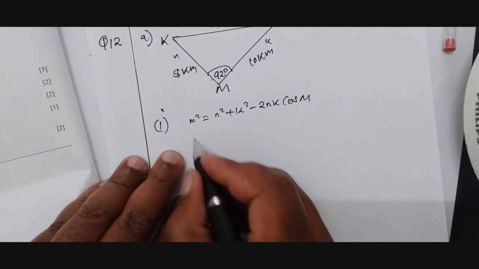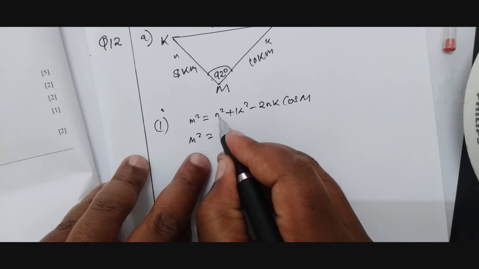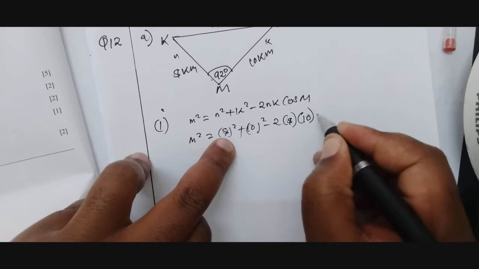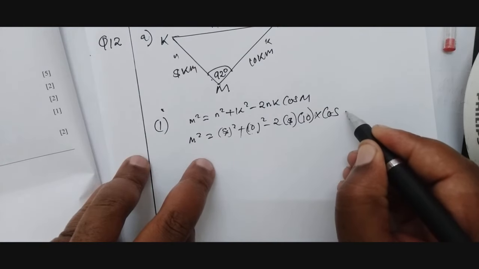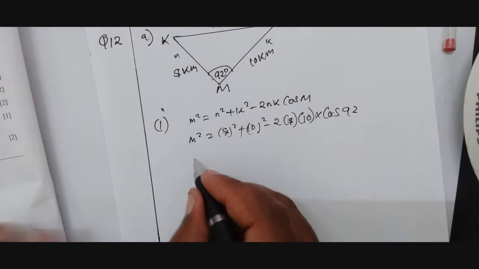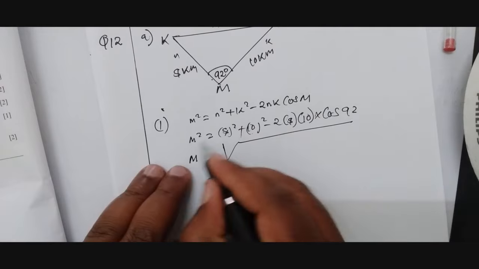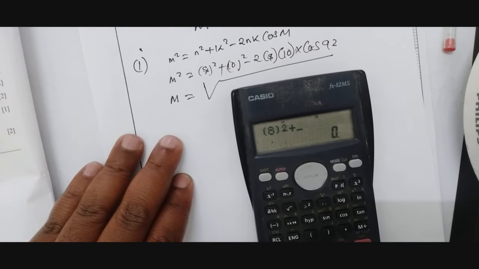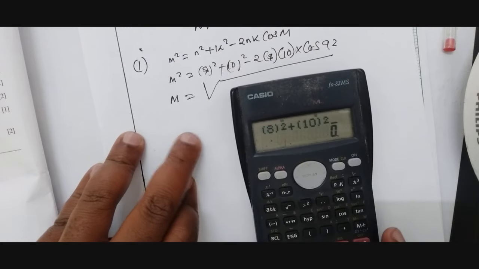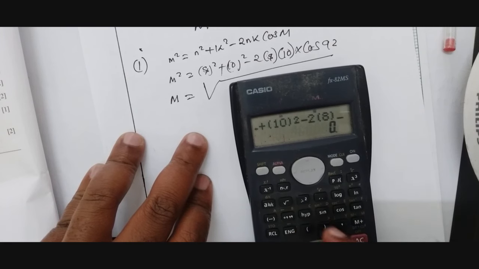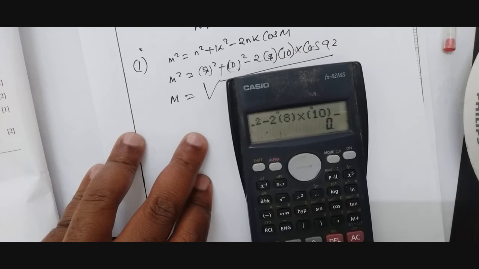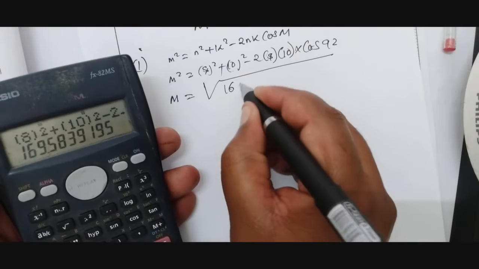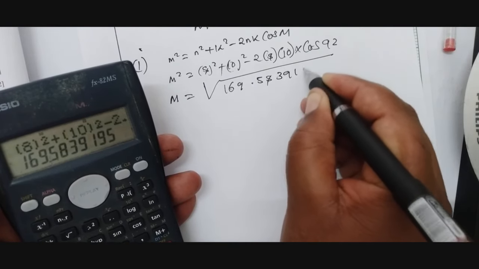All right. So now we are going to say m squared is equal to, what is our n? 8 squared plus, what is our k? 10 squared minus 2, 8. Here we put 10 times cos. What is angle m? Angle m is 92. Okay? So we are going to say m is equal to the square root, to get rid of this one, of whatever we are going to find here. So here you punch direct. You are going to say 8 squared plus 10 squared, minus 2 open bracket, you put times 8 times 10, times cos 92. What do we get? This is the answer, all right? So we have 169.5839195.